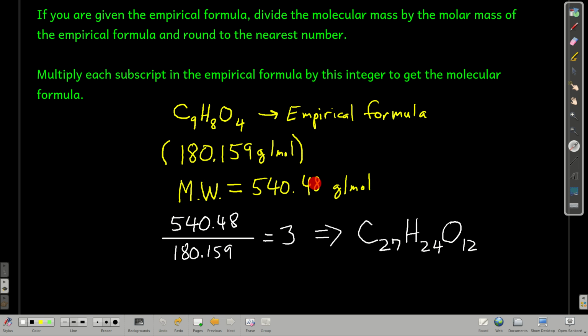We're given the molar mass. All you do is take the molar mass of the compound and divide by the molar mass of the empirical formula, and round to the nearest whole number. It comes really close to 3. And what that means is you multiply each of the subscripts in the empirical formula by this number, in this case by 3. So 9 times 3 is 27, 8 times 3 is 24, 4 times 3 is 12, and that gives us our molecular formula.